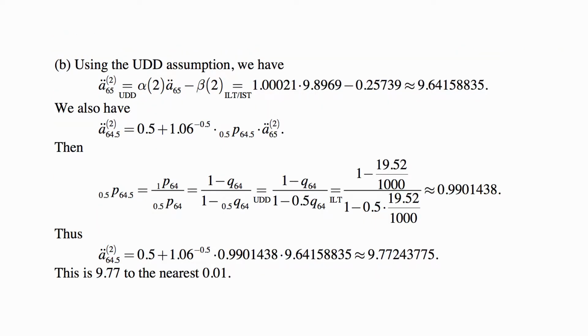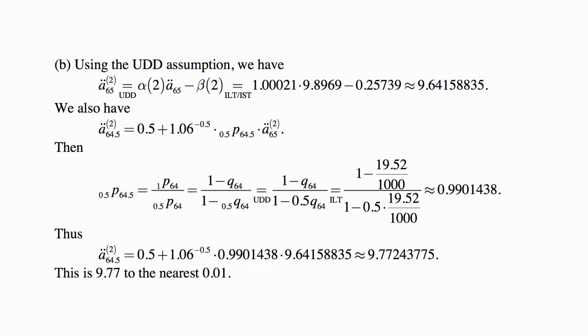For Part B, using the UDD assumption, we have that A double dot upper 2 65 is, under uniform distribution assumption, equal to alpha of 2 times A double dot 65 minus beta of 2, and alpha of 2 and beta of 2 are given in the illustrative service table, while A double dot 65 is given in the illustrative life table. So we plug those in and we get, as you can see, approximately 9.64. But as you know, I always keep as many digits as I can.